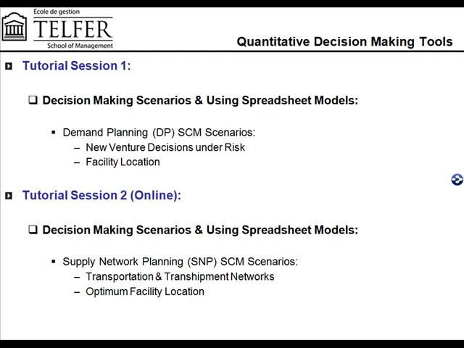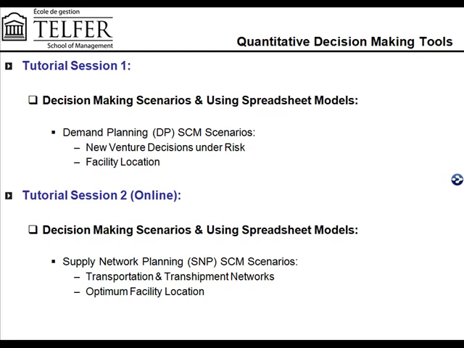If you remember, we were talking about spreadsheet modeling as one of the tools that's very commonly used in supply chain management. The first category of applications that we've talked about pertain to demand planning. We talked about new venture decisions under various types of conditions, under conditions where you have probability information available to you, and in conditions where that information is not available. So we've talked about various metrics that you could use in a demand planning scenario. We also briefly talked about facility location, and I introduced you to a few heuristics that can be used for facility location, and we also talked about the centroid method for facility location.